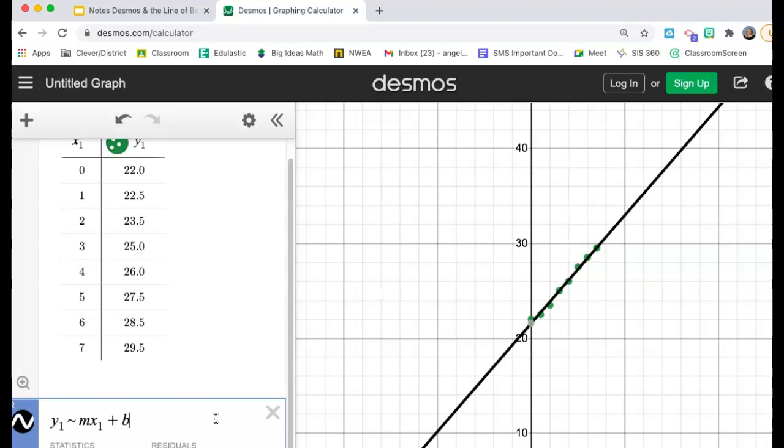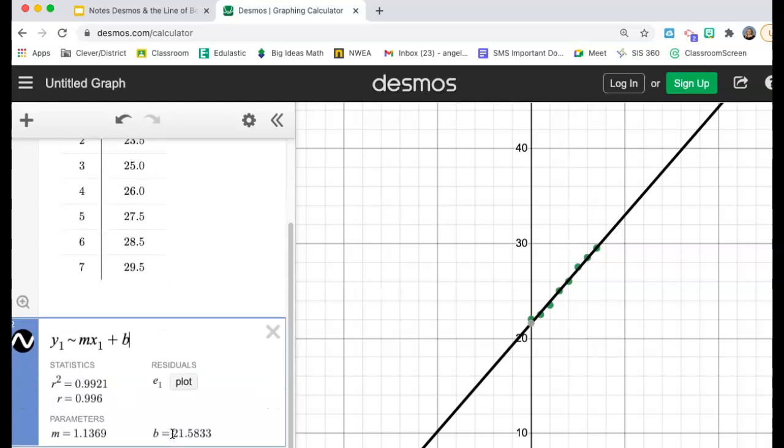And check that out. Now you have a line right through your data. Now you have to make sure that you have y1 is similar to mx1 plus b. Write that down. You're going to need it several times today. What's really cool is if you scroll here to the bottom, look, it has parameters.